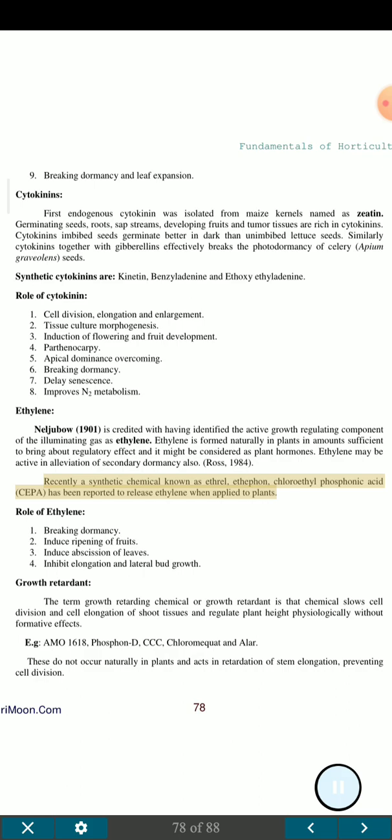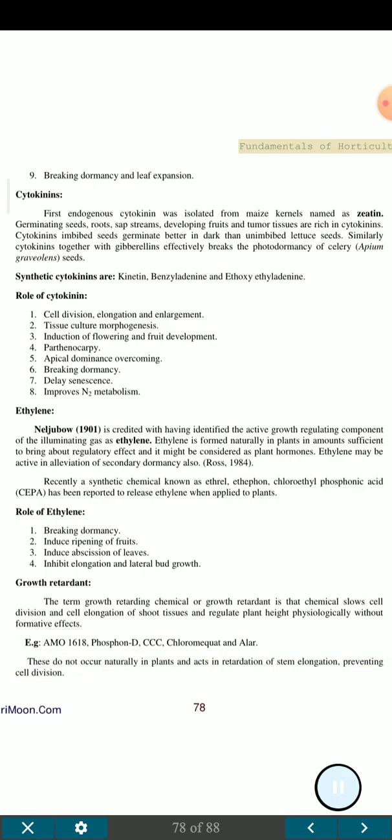when applied to plants. Role of ethylene. 1. Breaking dormancy. 2. Induce ripening of fruits. 3. Induce abscission of leaves. 4. Inhibit elongation and lateral bud growth. Growth retardant. The term growth retarding chemical or growth retardant is that chemical which slows cell division and cell elongation of shoot tissues and regulates plant height physiologically without formative effects. E.g., Amo 1618, Phosfon-D, CCC, chlormequat and ALAR.